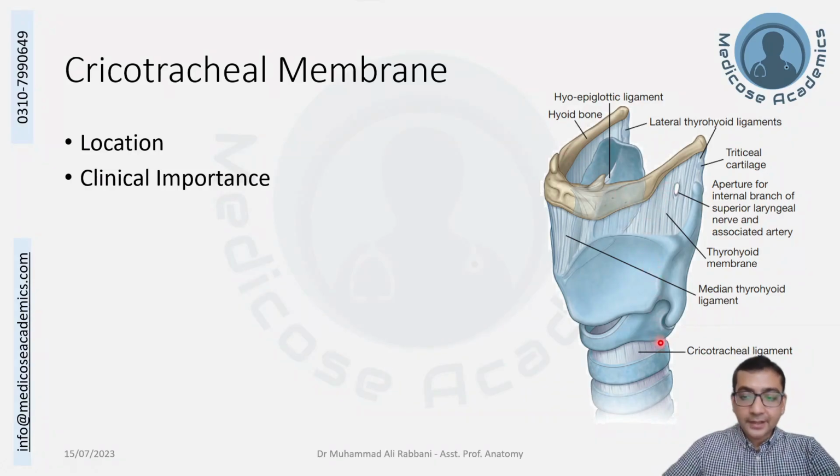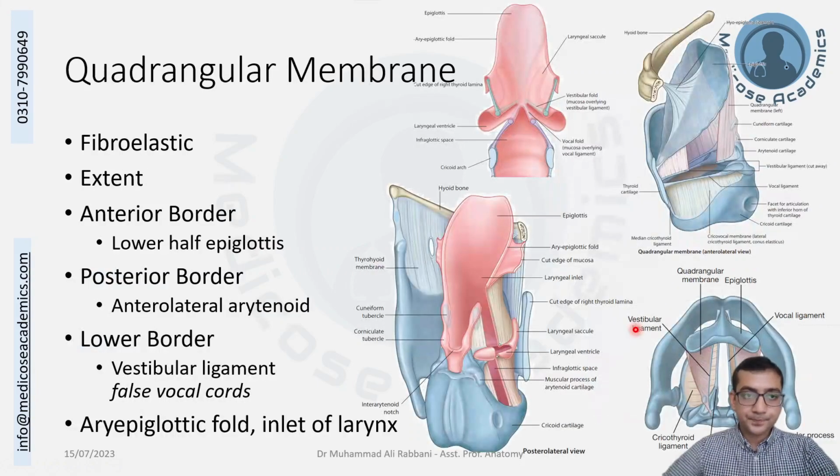The cricotracheal ligament, it's very simple. It is present between the cricoid cartilage and the trachea below. We usually do cricothyroidotomy between the cricoid cartilage and the thyroid cartilage here in this ligament, but sometimes this is also used, but again, not so much.